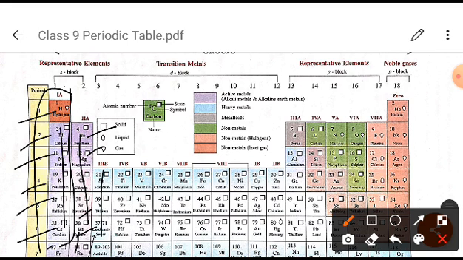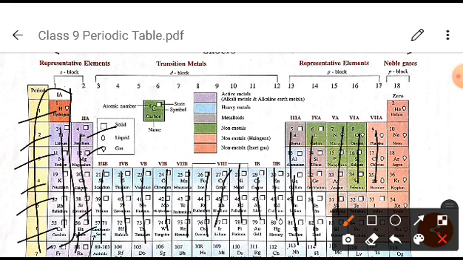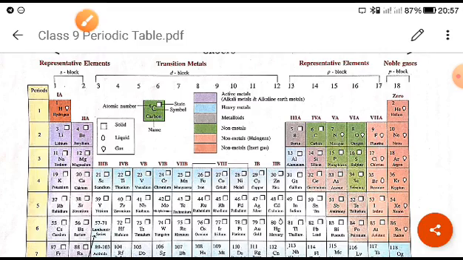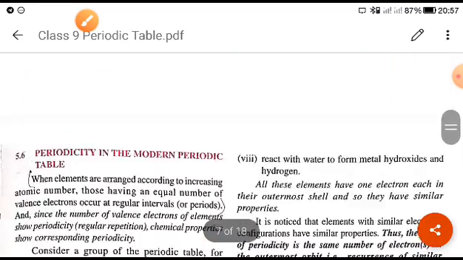They show a regular trend. These elements have an equal number of electrons in the outermost shell, that is, an equal number of valence electrons. Since they have an equal number of valence electrons, they show the same chemical properties. We will discuss this. One example is also given in your book.